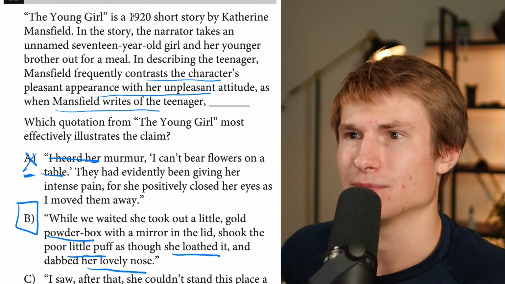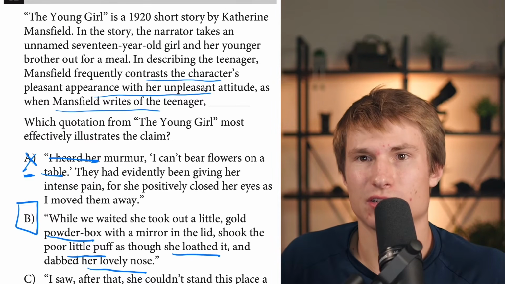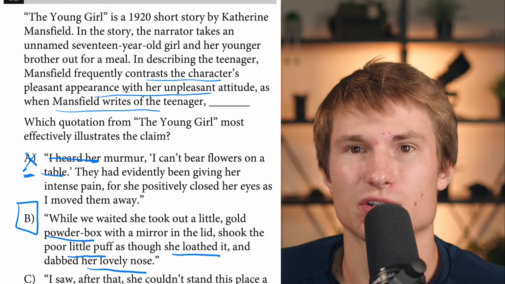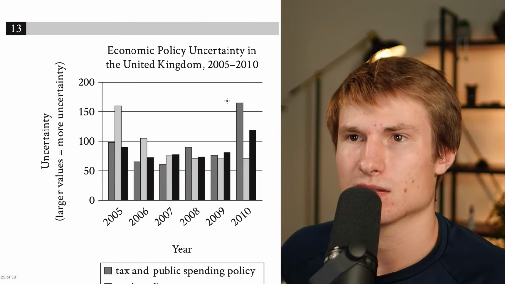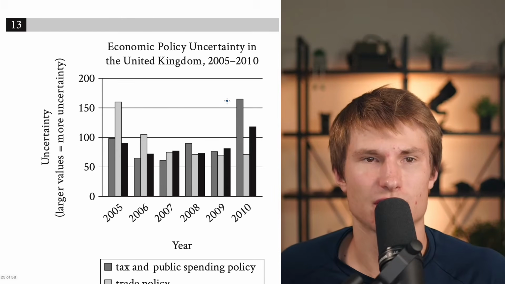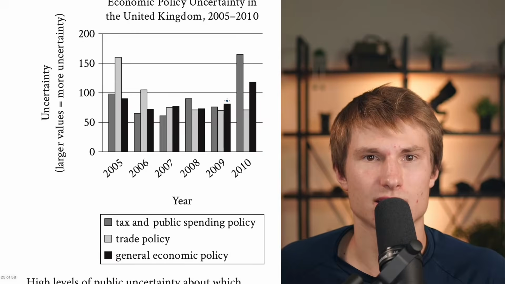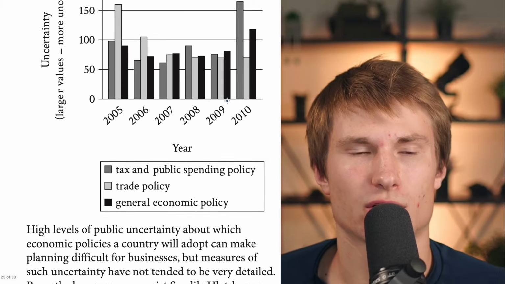Okay, we're showing that she frequently contrasts the character's pleasant appearance with her unpleasant attitude. Okay, so our answer would have to be B. Question 13, economic policy uncertainty in the United Kingdom, 2005 to 2010. We have uncertainty on our y-axis. We've got some years and then some bar graphs there.